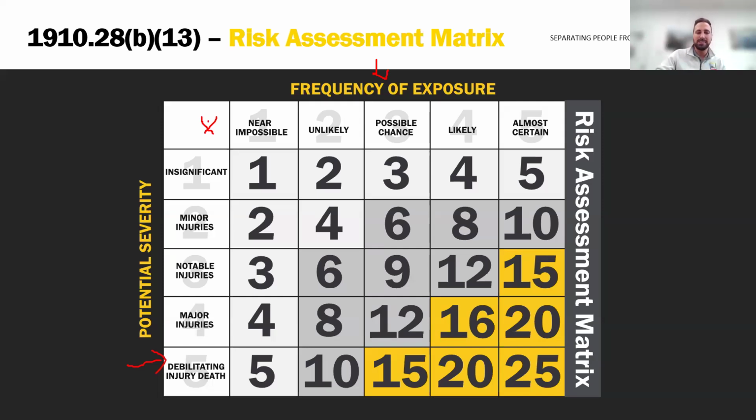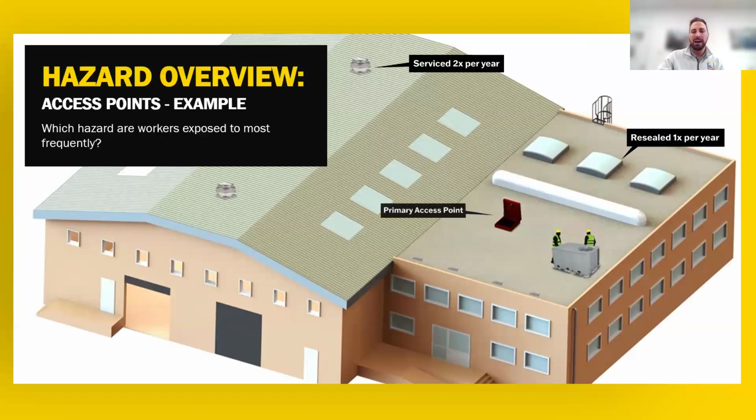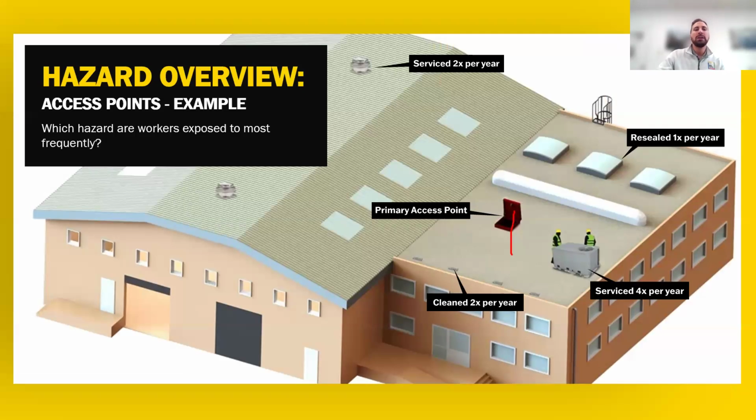So let's take this idea, let's apply it to a roof. So in this example, our primary access point is through this hatch right here. Twice a year, we've got to service this hood unit up here.